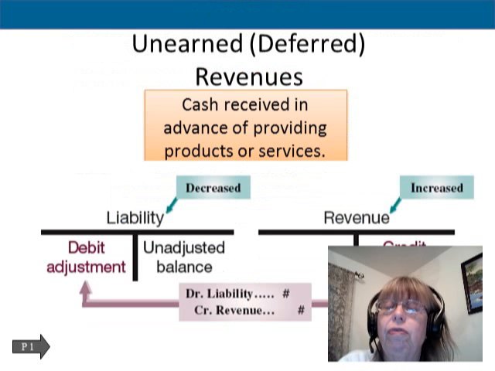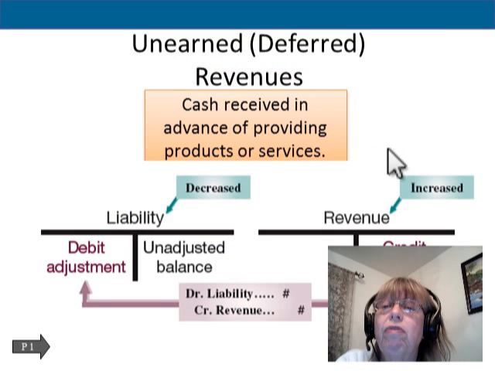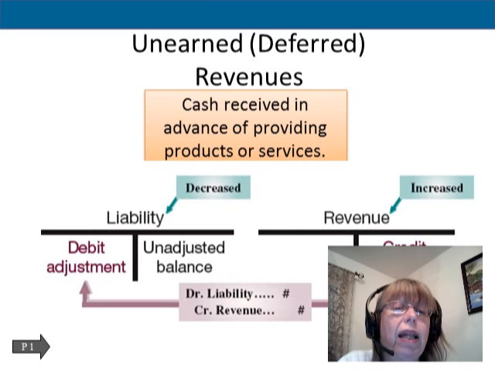Let's look at unearned or deferred revenues. Cash is received in advance of providing the products or services. So you pay someone in advance to do something. Say I pay somebody $1,000 at the beginning of the winter and say, come plow my driveway, which is a terrible driveway, every time it snows. They got paid in advance for doing work later on. So we would have recorded that as unearned revenue. When the work is actually done, when they come and plow my driveway, we want to debit the liability and credit the revenue account. That's the adjustment that has to be made there.